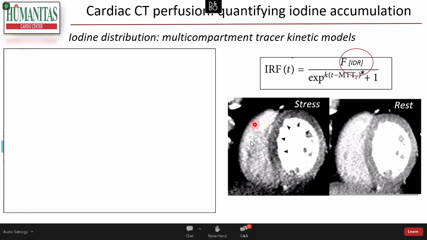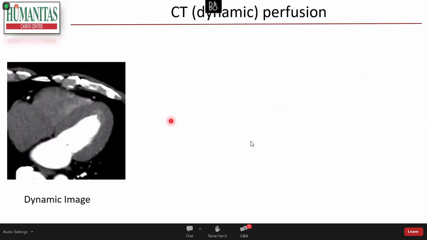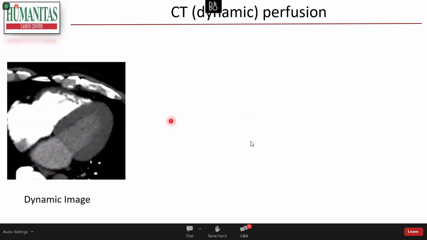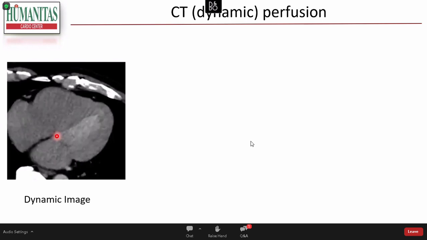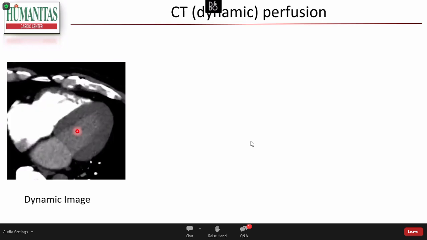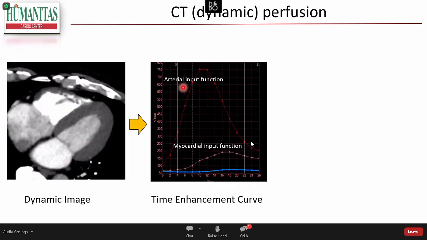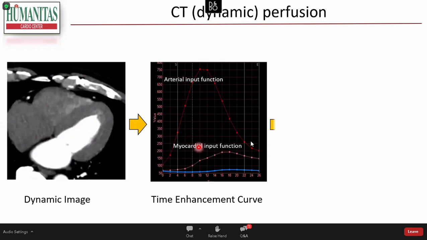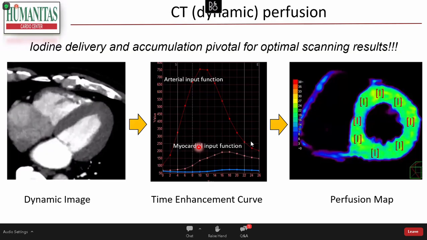Sorry, I'm skipping it. Look here, this is exactly an example of dynamic perfusion with CT. So contrast arrives from the right to the left ventricle. We look at contrast distribution from the left ventricular cavity to the myocardium, dynamically plot this image, obtaining an arterial input function and a myocardial input function, and we finally get a colorimetric or perfusion map, which is directly influenced by the amount of iodine.